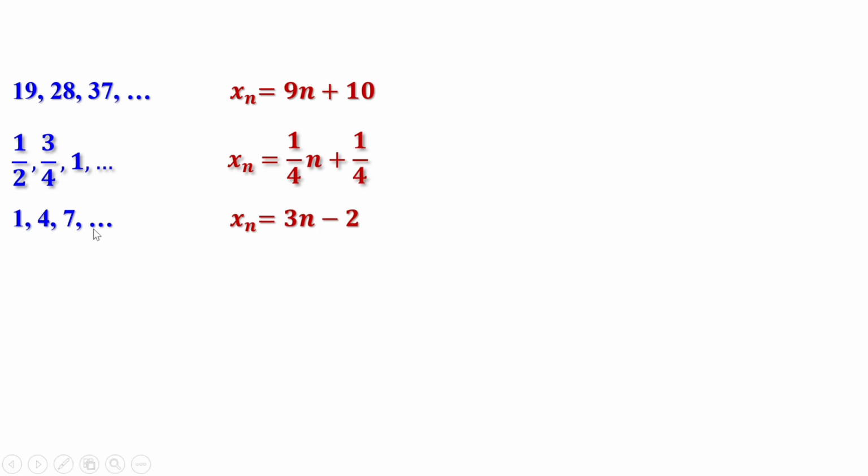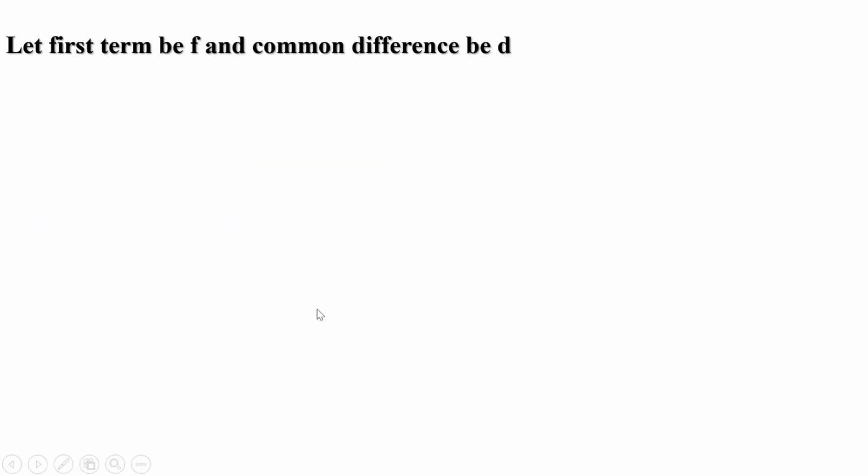What is the common difference of this sequence? 3. Again, the nth term is obtained by multiplying the position n by the common difference and adding a number. This can be written as 3n plus minus 2. So we can say we got this algebraic form by multiplying the common difference by the position n and adding minus 2. Is every arithmetic sequence in this form? Let us check. Let the first term be f and the common difference be d.